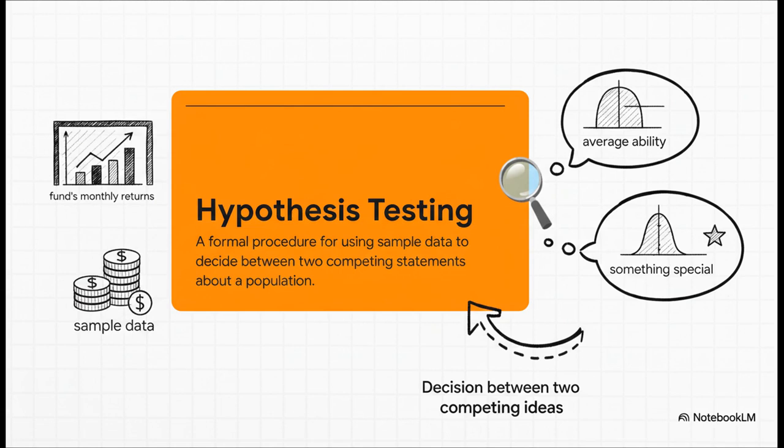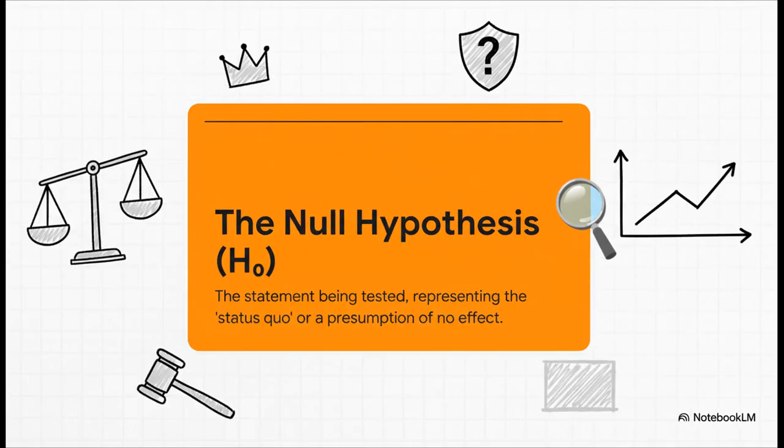We're taking a little piece of data, like say a fund's monthly returns for a couple of years, and we're using that sample to make a really smart decision about the bigger picture. We're trying to figure out if the manager's true long-term ability is just average, or if there's something genuinely special going on.